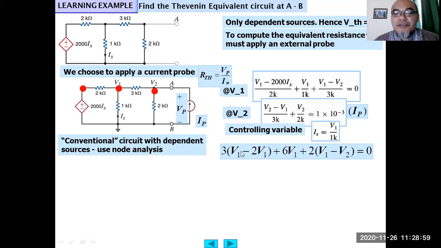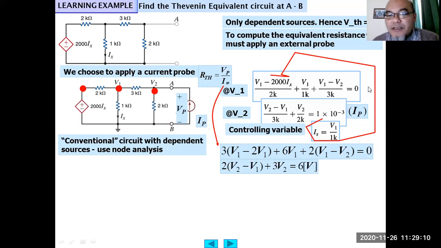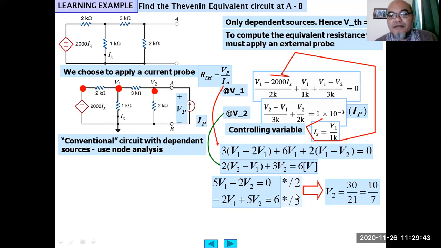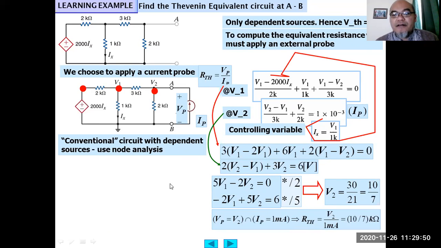From these two equations we obtain 3 V1 minus 2 V2 plus 6 V1 plus 2 V1 minus V2 equals 0. Then substituting Ix into the second equation, we obtain 2 V2 minus V1 plus 3 V2 equals 6 volt. Simplifying further, 5 V1 minus 2 V2 equals 0, and negative 2 V1 plus V2 equals 6. Multiplying this one by 2 and this one by 5, we obtain V2, the voltage across this 2 kilo ohm resistor: 30 divided by 21, or 10 over 7 volt.